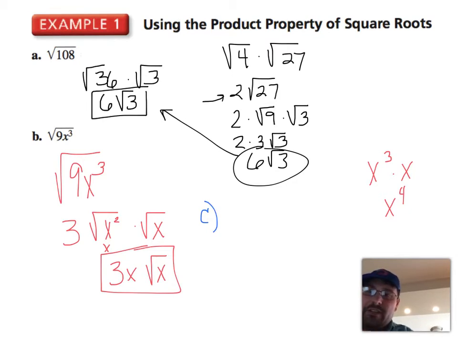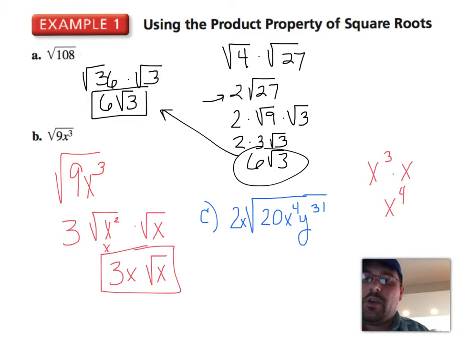If I gave you, let's say, 2x multiplied by the square root of 20x to the fourth y to the 31st. You have to take this one step at a time. This is not easy. I'm going to simplify the square root of 20. I'm going to simplify the square root of x to the fourth. I'm going to simplify the square root of y to the 31st.